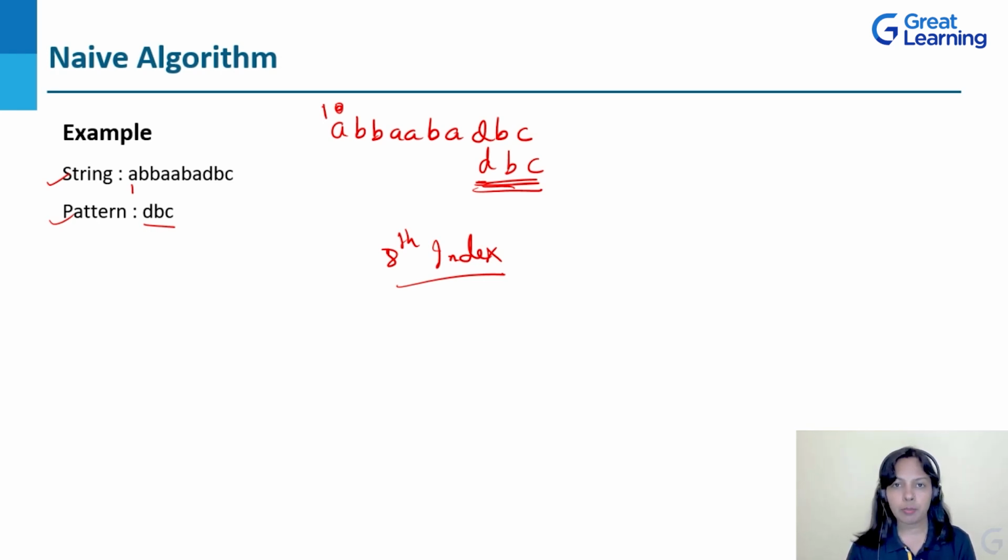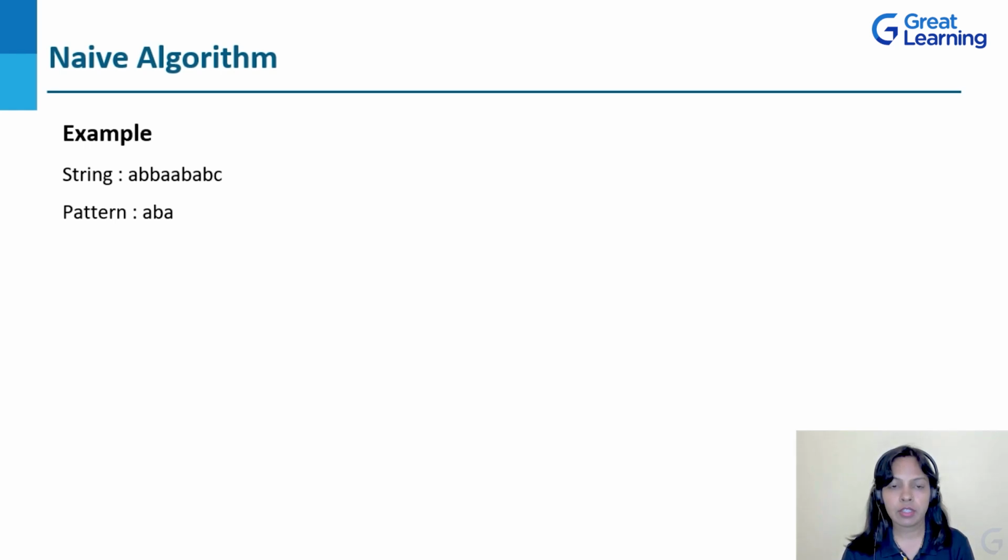Now, this was a very simple example, okay, where at one given point itself, the pattern was matching with the string. Now, let us see one more example to understand the naive algorithm. So again, the same pattern will be followed. So let me write a string here for you. So A, B, B, A, B, A, B, and C. Okay. The pattern to be matched is A, B, A. So we'll start from this A, B, A.